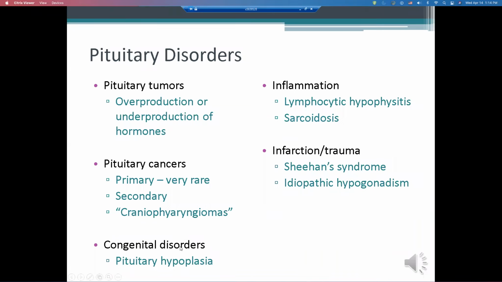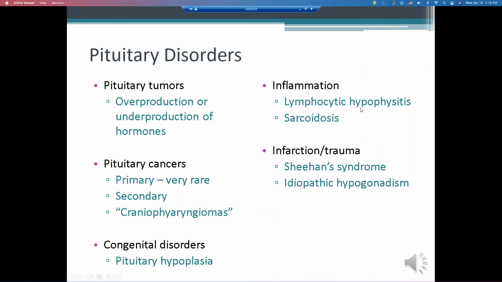We see a lot of congenital disorders in pediatrics. Some of those patients require adult care when they grow up. So I do have a couple of those patients with pituitary hypoplasia that are inherited from our pediatric endocrine colleagues. Inflammation is quite rare. 2 examples include sarcoidosis and lymphocytic hypophysitis. Sarcoidosis is an infiltrative disease, a systemic disease. You've learned about it, I'm sure. Rare to see. I've never seen a case of sarcoidosis, to be honest, in the pituitary.